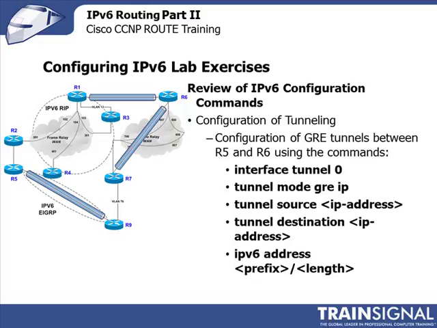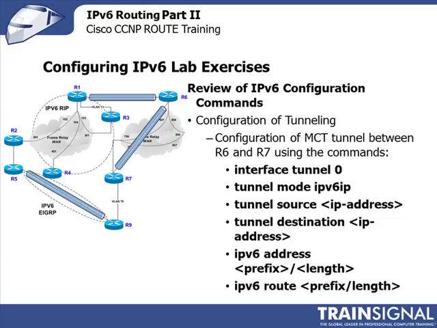And we'll configure our tunnels specifically. Our GRE tunnels will be obviously tunnel mode GRE IP, source, which we'll be using the IPv4 loopback. The destination will be the loopback on the other side, and then obviously the IP version 6 prefix and length. The manually configured tunnel mode IPv6 IP, the source and destination, similar to the GRE tunnel, but it won't be carrying any routing information, and then the address, and obviously the static route that we talked about, IPv6 route prefix length next hop.